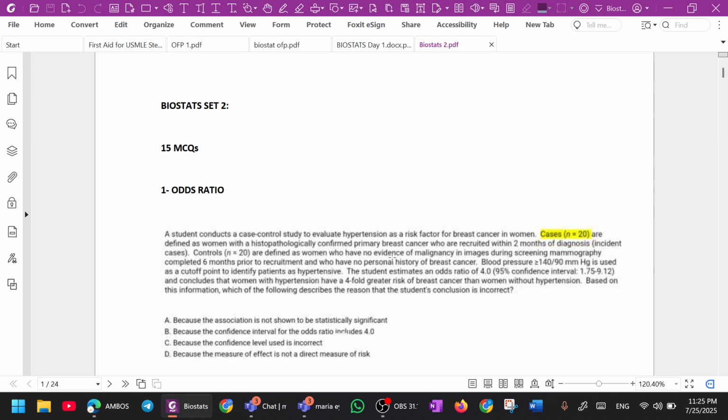Blood pressure of more than 140 over 90 millimeters of mercury is used as a cutoff point to identify as hypertensive. The student estimates an odds ratio of 4 and a confidence interval of 1.75 to 9.12. This is clinically significant, this confidence interval. And concludes that the women with hypertension have fourfold greater risk of breast cancer than women without hypertension. Based on this information, which of the following describes the reason that the student's conclusion is incorrect?